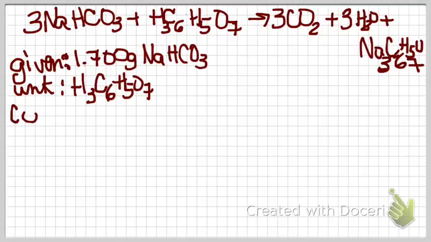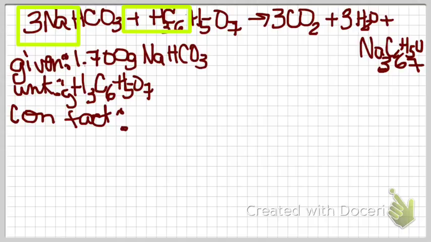Our very first conversion factor, we want to know how many grams of that. Our very first conversion factor is going to be our mole-to-mole ratio based on the balanced equation. And from our balanced equation, we see that for every 3 moles of baking soda, we need 1 mole of citric acid.